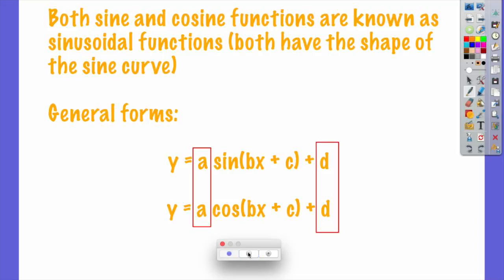Now, A, B, C, and D all have some type of effect on the very basic graphs of sine and cosine, the ones that you guys have graphed on that goldenrod color sheet. Today we're going to be talking about what A does to the graph and what D does to the graph. The next class period we'll talk about B and C. Okay? So again, A, B, C, and D all affect the graph in some shape, way, or form.